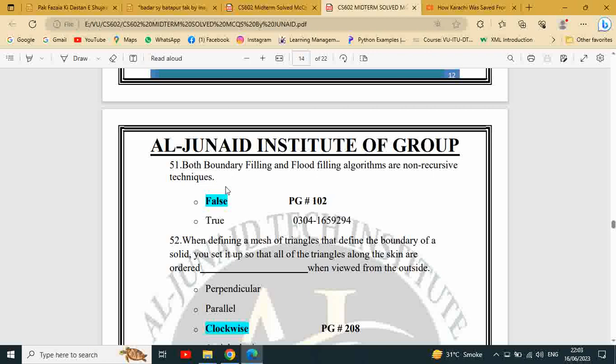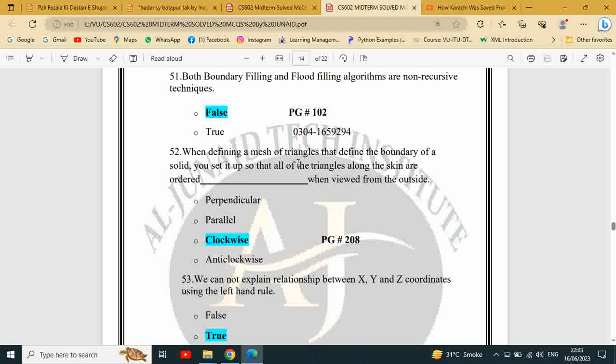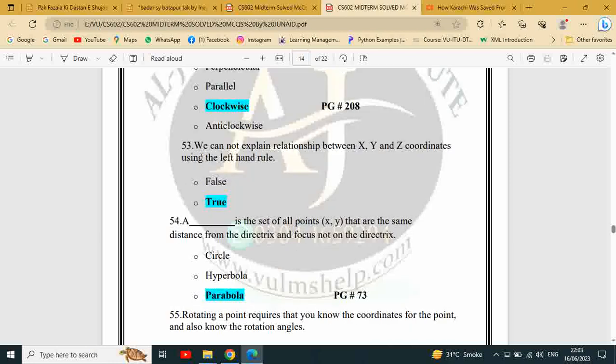False. Both boundary filling and flood filling algorithms are non-recursive techniques. False. When defining a mesh of triangles and defining the boundary of a solid, set it up so that all of the triangles along the skin are ordered clockwise when viewed from the outside. We cannot explain the relationship between x, y, z coordinates using the left-hand rule.